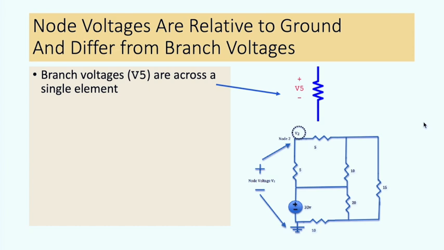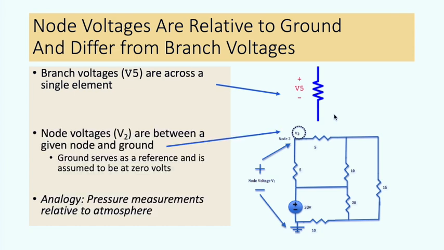Node voltages are relative to ground, and they differ from branch voltages. So here you see a typical resistor voltage, V5, with the polarity plus minus right across that one element. Now here's a node voltage, V2, node 2 right here. It is with respect to ground. Again, that's assumed to be at 0 volts, and ground serves as a reference. This is analogous to making pressure measurements that are all relative to atmosphere.